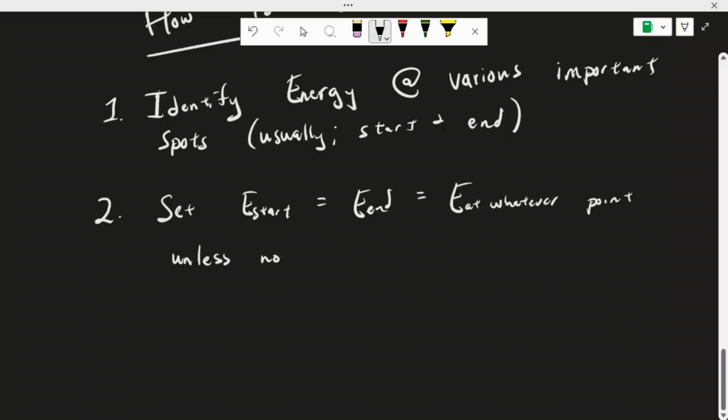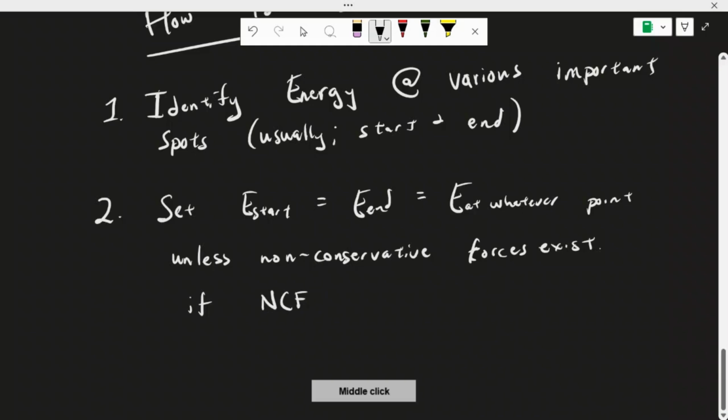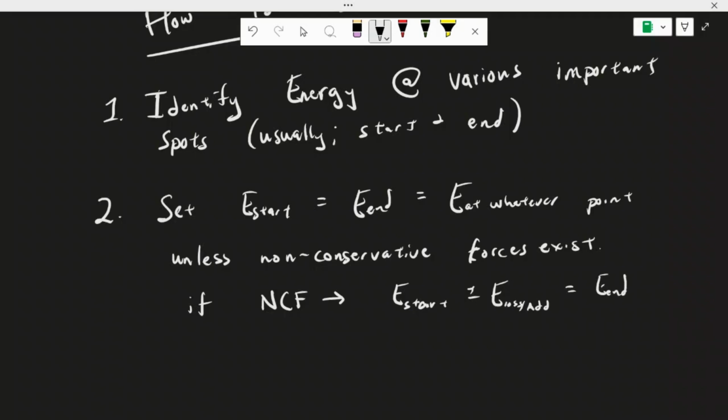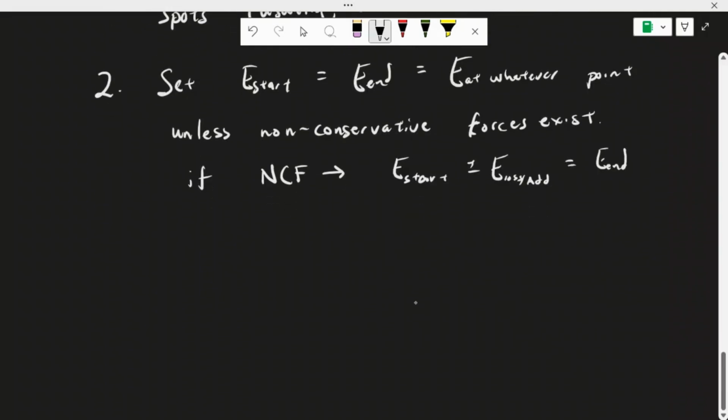Unless non-conservative forces exist. If non-conservative forces exist, then you do E start plus or minus energy loss/add, and that would equal the energy at the end. So if something adds energy to your system, you would add it there. And if something takes away energy from your system, you would take it away there as a subtraction.